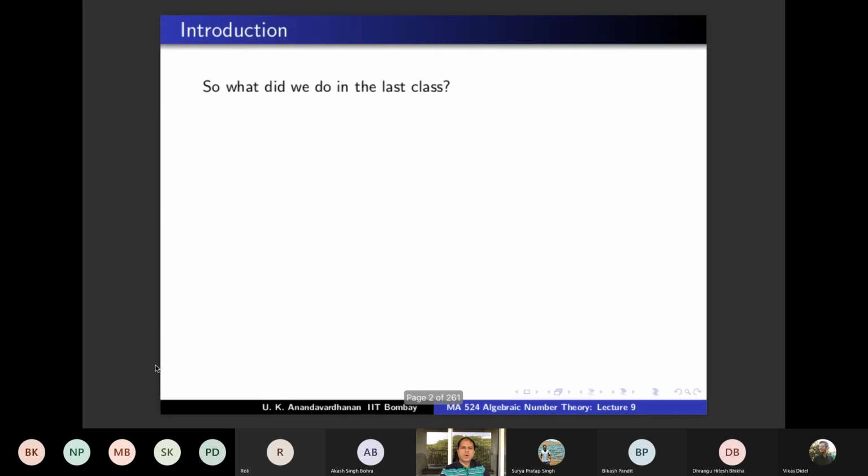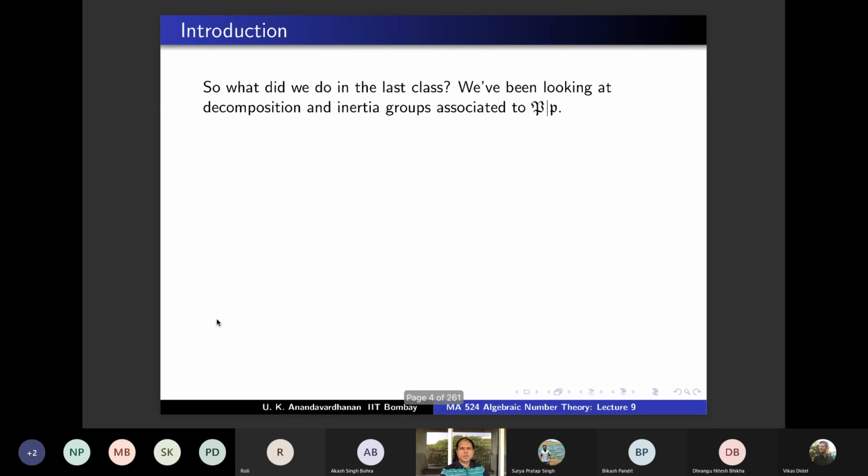In the last class and the class before, we have been looking at the properties of prime ideals with respect to integrality. And we proved many things. We introduced the decomposition group and the inertia group. These are subgroups of the Galois group.